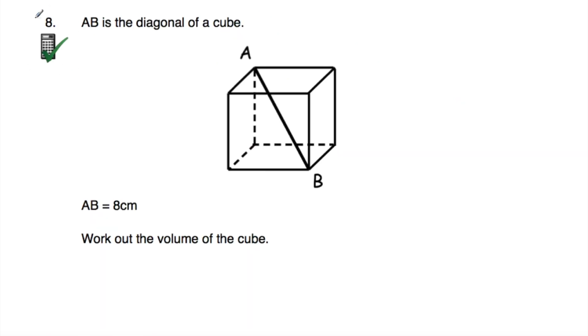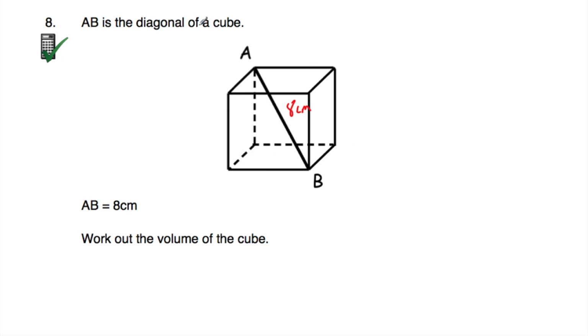Okay, let's have a look at our next question, question number 8. We're told that AB is the diagonal of a cube. So we've got this cube and AB is the diagonal of that cube. As you can see, it goes from the back left top hand corner to the front bottom right hand corner, like so. And we're asked to work out the volume of this cube. So this time we've been told the length of the diagonal. The length of the diagonal is 8 centimeters.